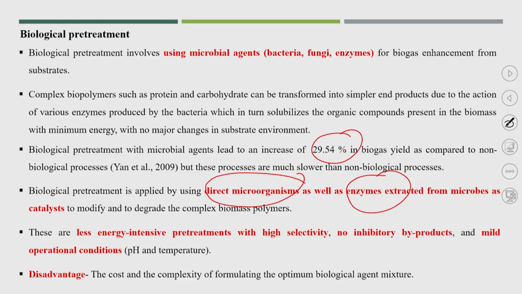So, these are less energy intensive pretreatments with high sensitivity, no inhibitory byproducts, and mild operation conditions. This is one of the very beneficial processes, but the disadvantage is the cost and complexity of formulating the optimum biological agent mixture. So, this cost is only the microorganism cost and enzyme cost. You will be required to maintain optimum operating conditions, especially pH and temperature, because the growth of these bacteria and these enzymes depends upon the local conditions.